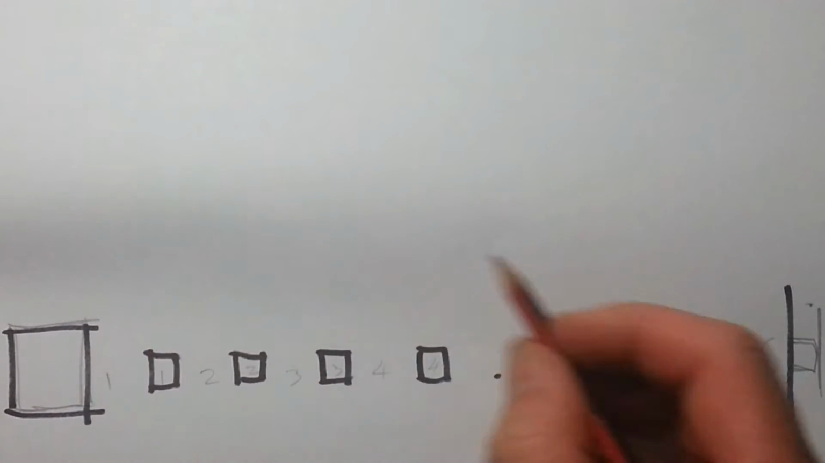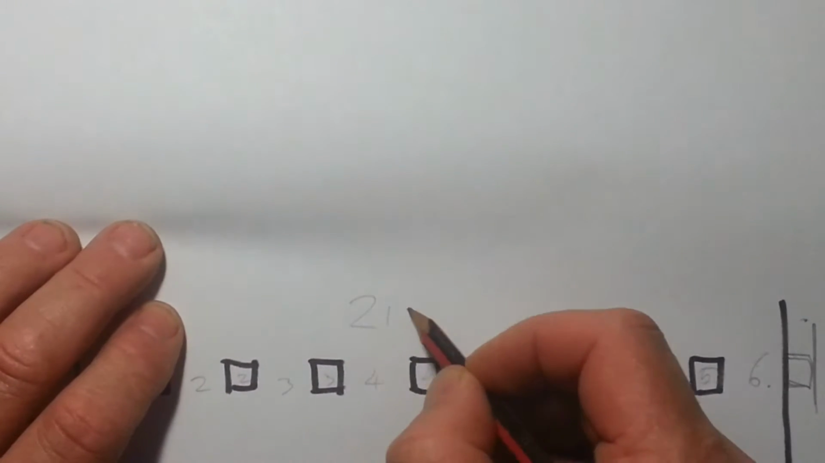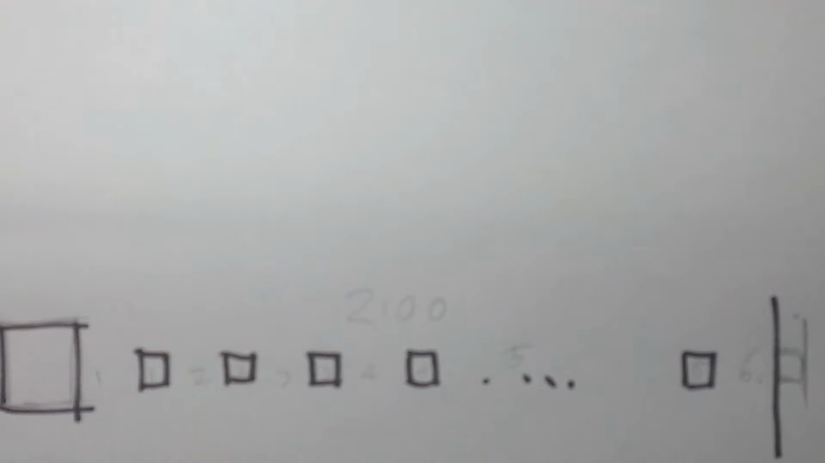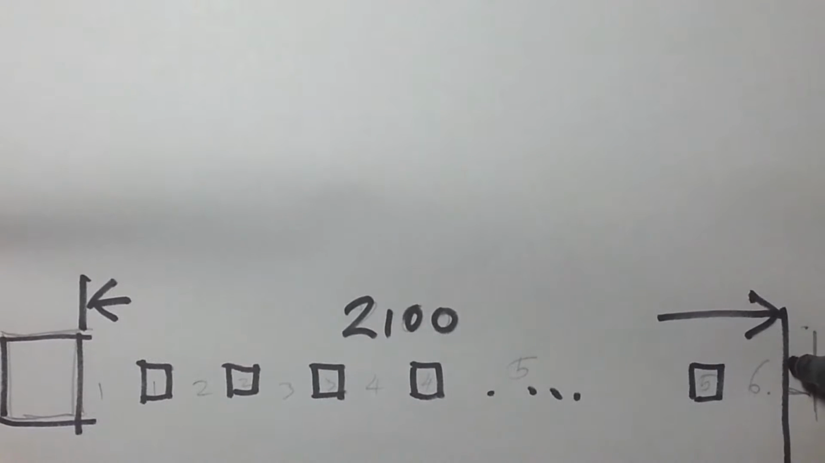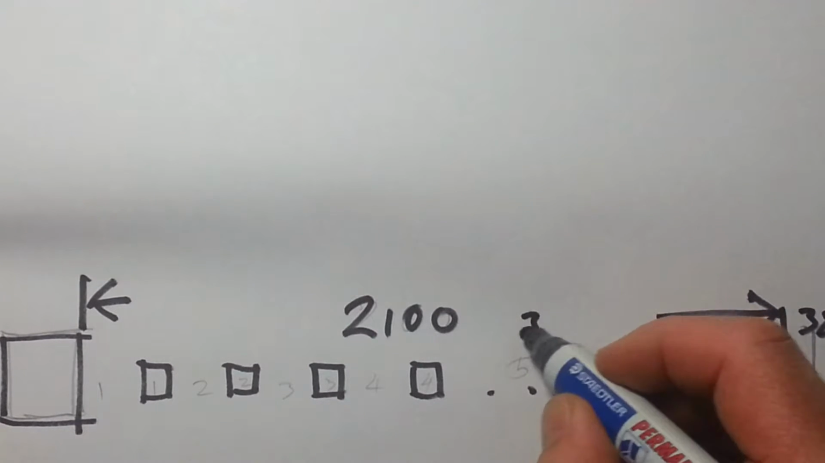So let's say this was 2100 millimetres. Is that legible? Probably not. So 2100 millimetres from here to here. We have to add in our imaginary extra baluster, which will be 38 millimetres, because our balusters are going to be 38.